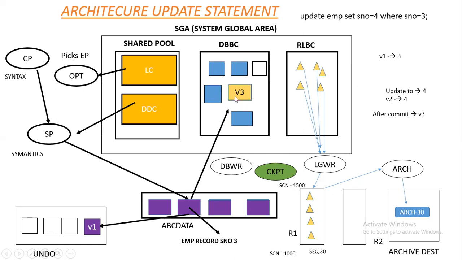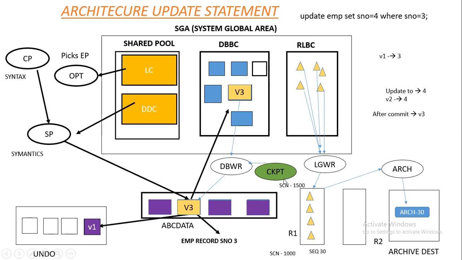So here I am showing only one buffer, right? V3. Like that way, between SCN 1000 to 1500, there may be like 10 buffers, 10 V3s. All 10 V3s will be written into the data files. So these V3s will be taken by DB writer and written into the data file.